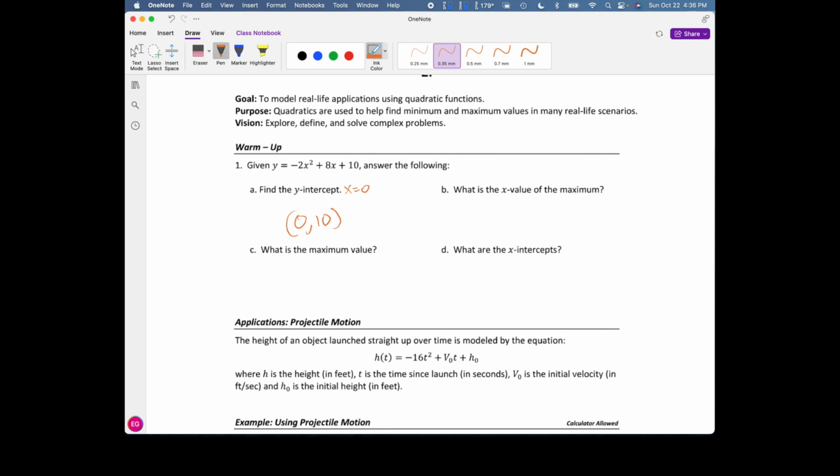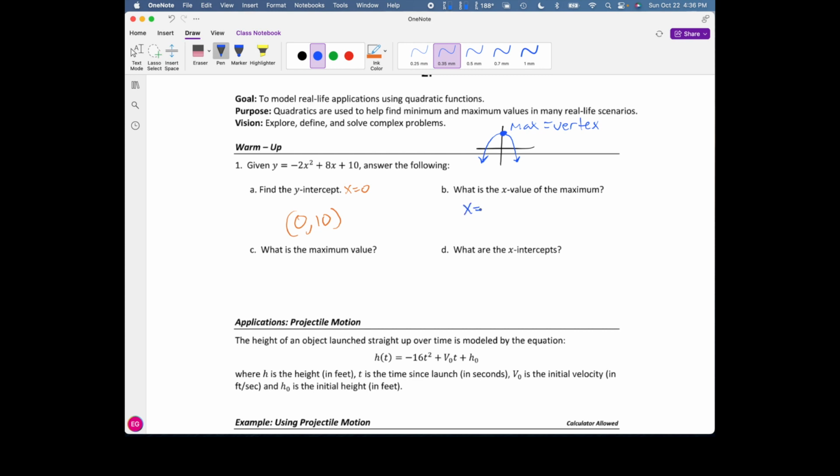For the maximum value, what we need to remember is that if we were to graph this negative 2x squared, negative means it's going to be upside down, and an x squared graph makes this U shape. So that means it's going to have a maximum value at some point, if it's an upside down U. And we know that's going to happen at the vertex. So what we can do is find the vertex, and that's going to give us the x value of the maximum, and then we can plug that in to find what the y value of the maximum would be.